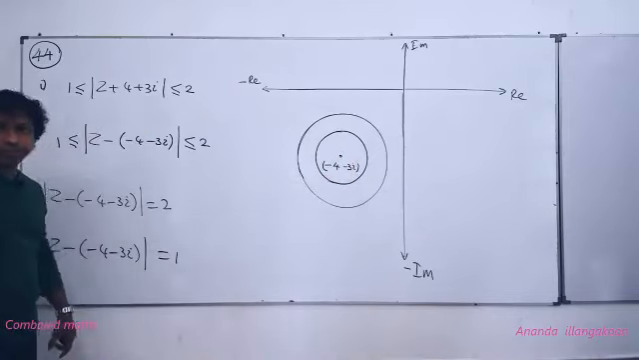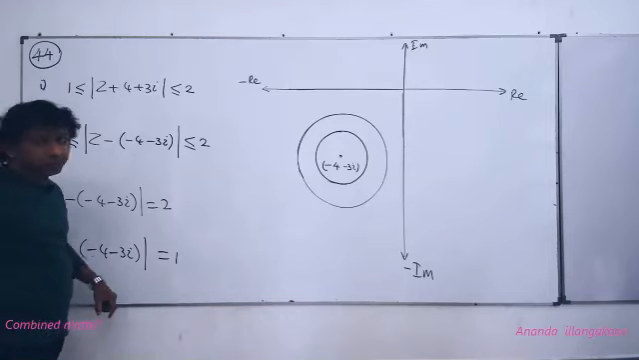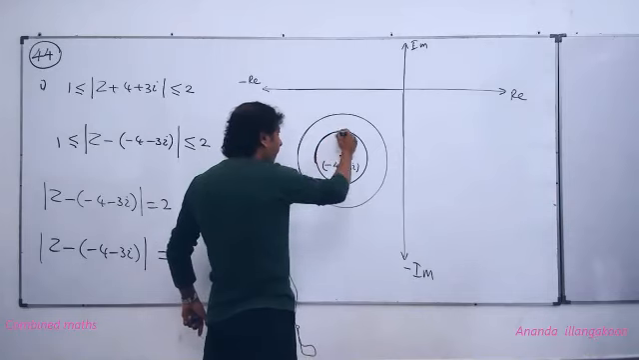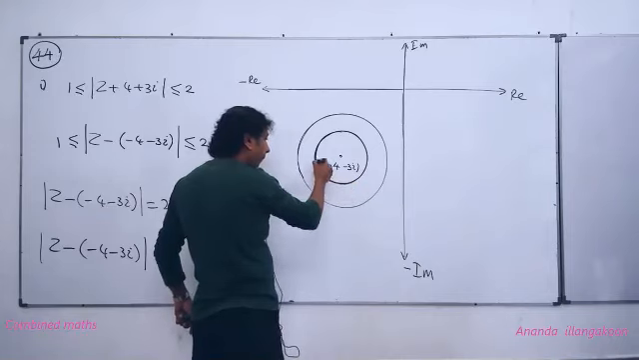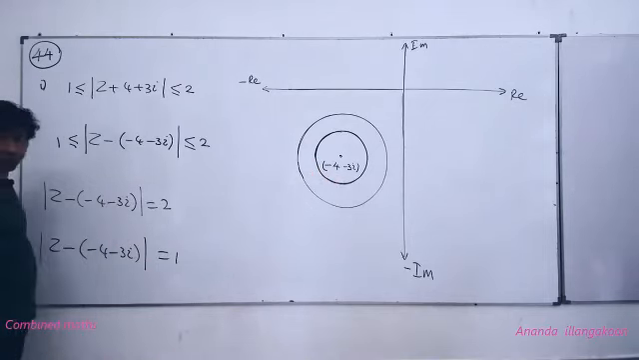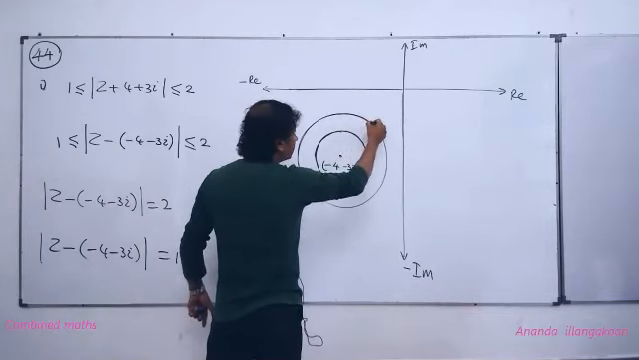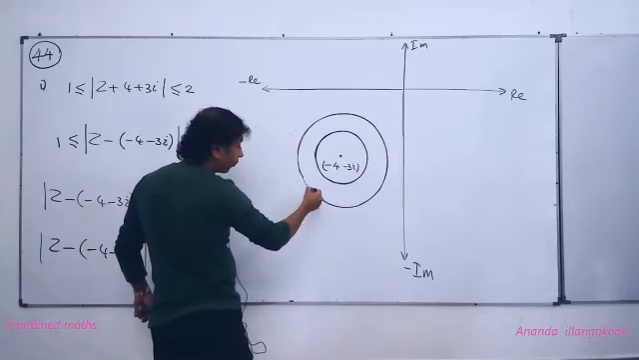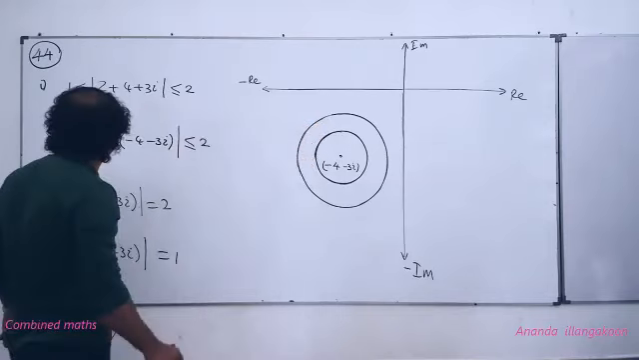Now, people, the Z which satisfy this condition lie on this inner circle. The Z which satisfy this condition lie on the outer circle like this. Right. Now what is it asking? It is asking this condition, people.